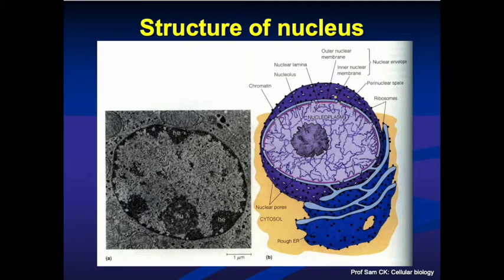Other than this, you can also see the nucleolus here, and then the nucleoplasm surrounding it. You can also see chromatin, strands of chromatin inside the nucleus.